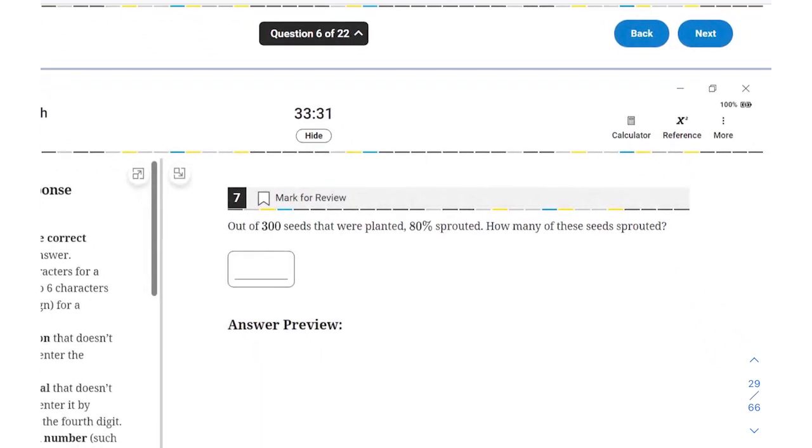This one's a student-produced response. It says, out of 300 seeds that were planted, 80% sprouted. How many of these seeds sprouted? So they're basically asking you to figure out what 80% of 300 is. And when you're multiplying by a percent, you're going to multiply by the decimal form of it. So 80% of means multiply. You do 80% or 0.80 times 300. And when you do the math on that, it comes out to 240, and that's what you'll enter as your answer.